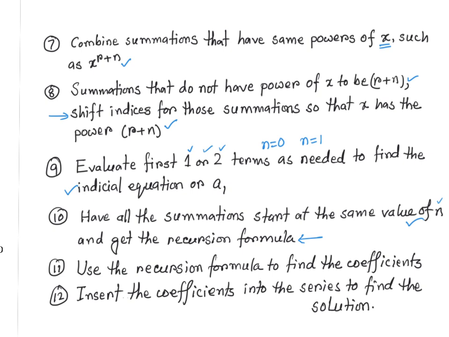Now you use the recursion formula to find the coefficients for different values of n. Let's say n is equal to 1, 2, 3, 4, 5, 6, etc. They'll give you the coefficients. Once you find the coefficients, you go back to the original assumed series solution for the differential equation and plug those coefficients into the equation. That will give you the final solution.